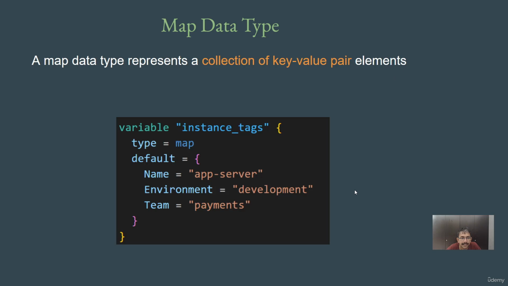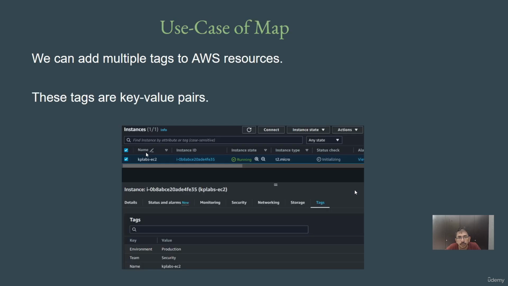So let's understand this with a simple screenshot based code where you have a variable called instance_tags. The type is map. Within here you have a default, and in the default you have a collection of key value pairs. The key is name, value is app servers, key is environment, value is development, key is team, value is payments. So this is what is referred to as a collection of key value pair elements. Anytime in Terraform where you have to specify a collection of key value pairs, map is the right data type.